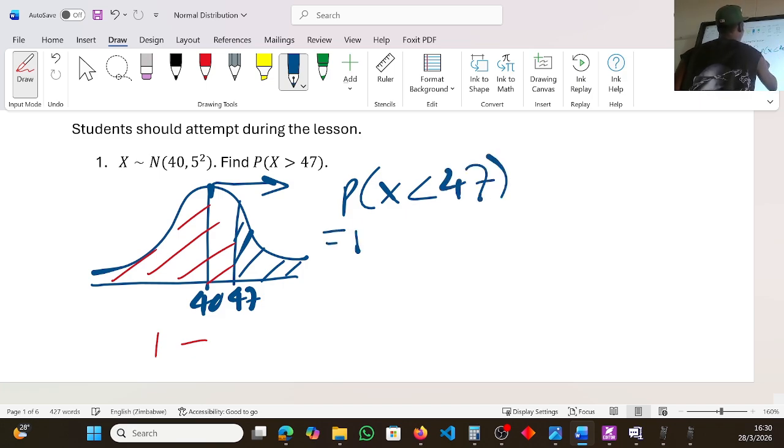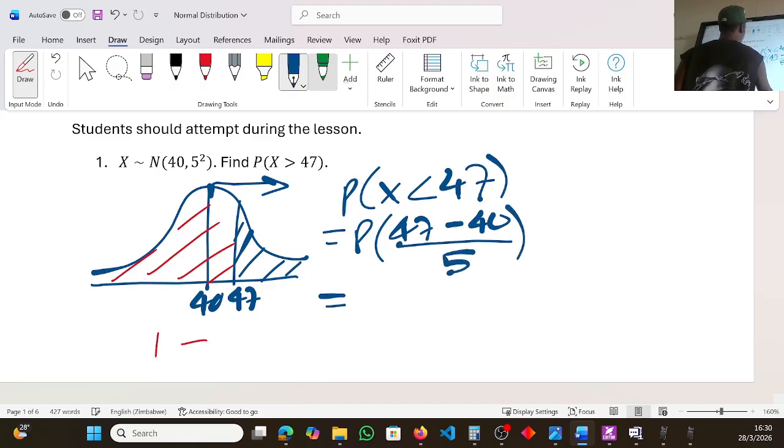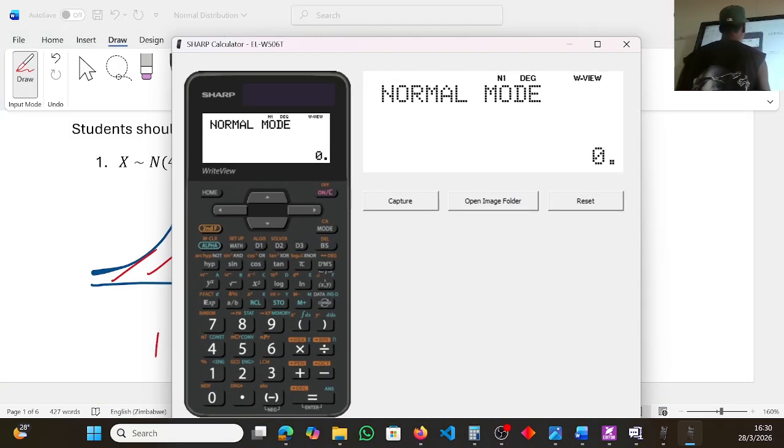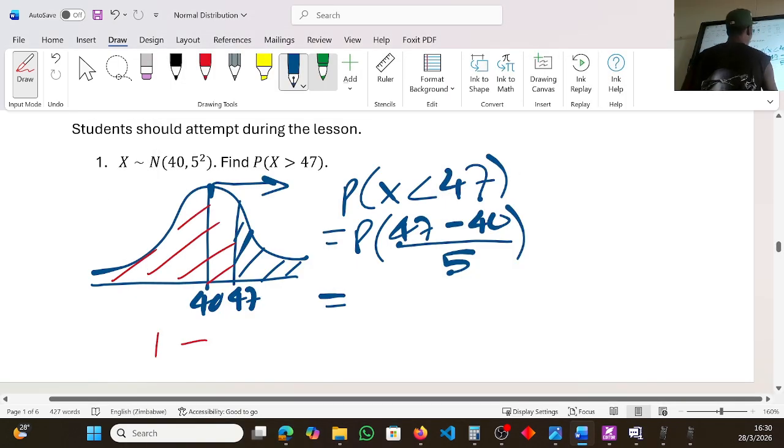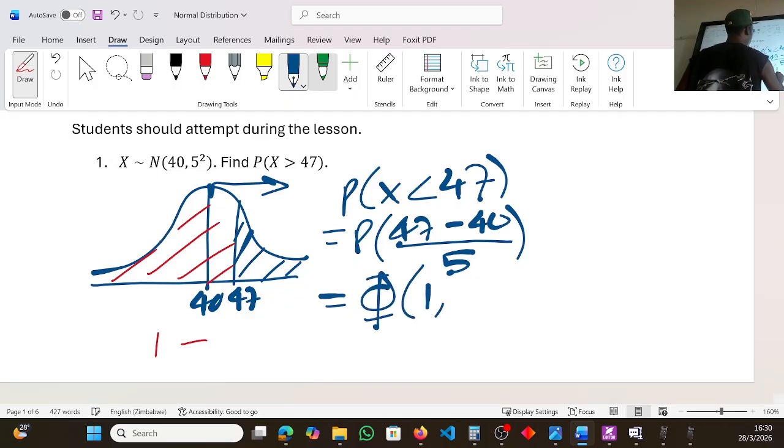When we standardize, our x is known, it's 47. So as we standardize, that's 47 minus the mean 40 all over the standard deviation, which is 5. This will be 7 over 5. So 7 divided by 5 gives us 1.4. The moment we are looking for the probability, we bring a new symbol phi. So it's phi of 1.4.